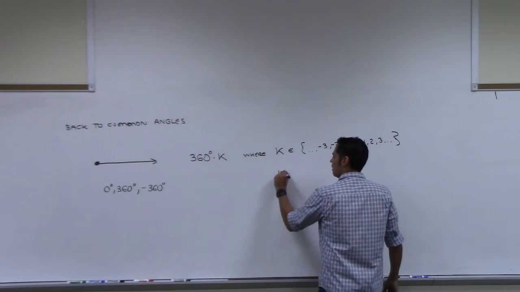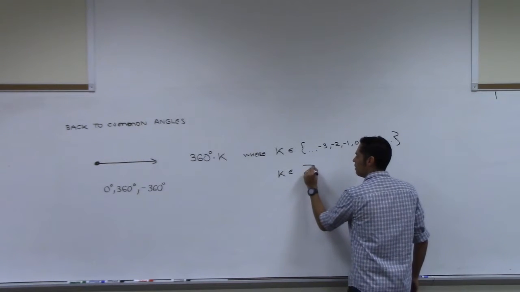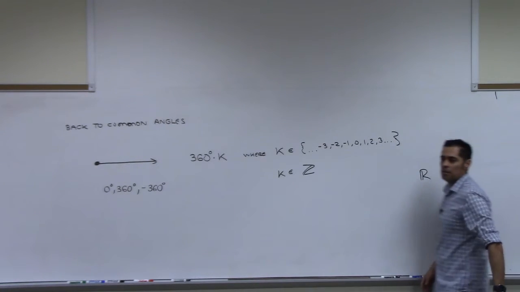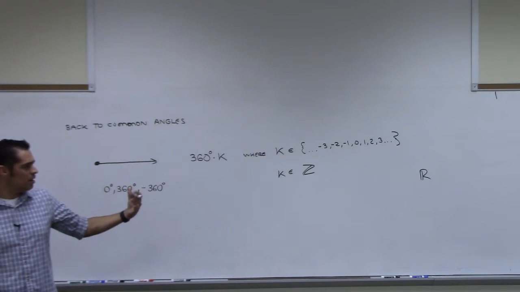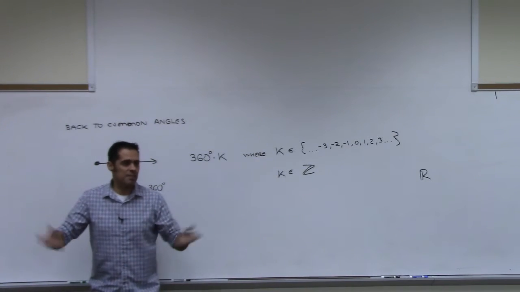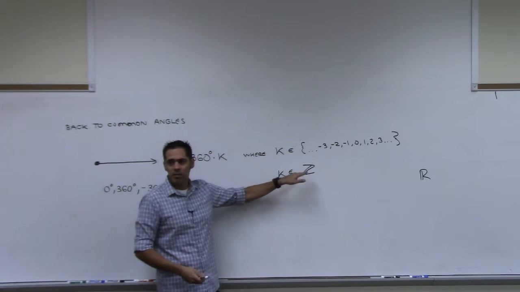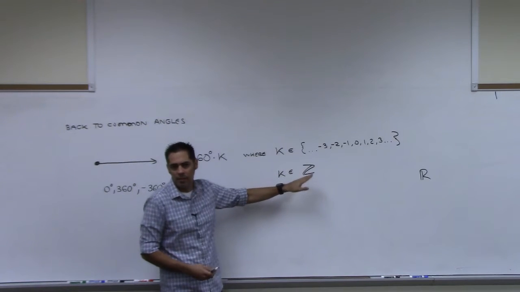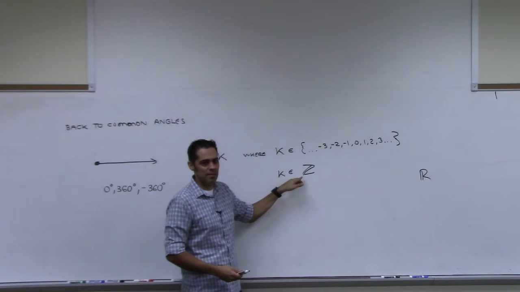Or a better notation would be to use the double struck Z. Now, you've seen double struck R in math, and that always represented what? All real numbers. You've seen that before? Double struck R means all real numbers, fractions, decimals, irrational numbers, everything thrown into a pot. If you use double struck Z, you're talking about the integers. So you probably have not ever seen that. Maybe you have, I don't know. But if you don't want to write all that out, then just write that. It means the same thing.